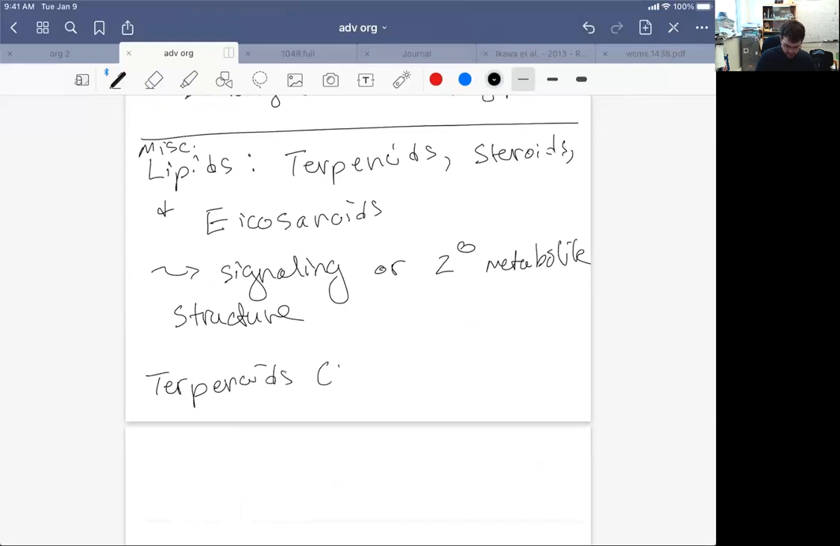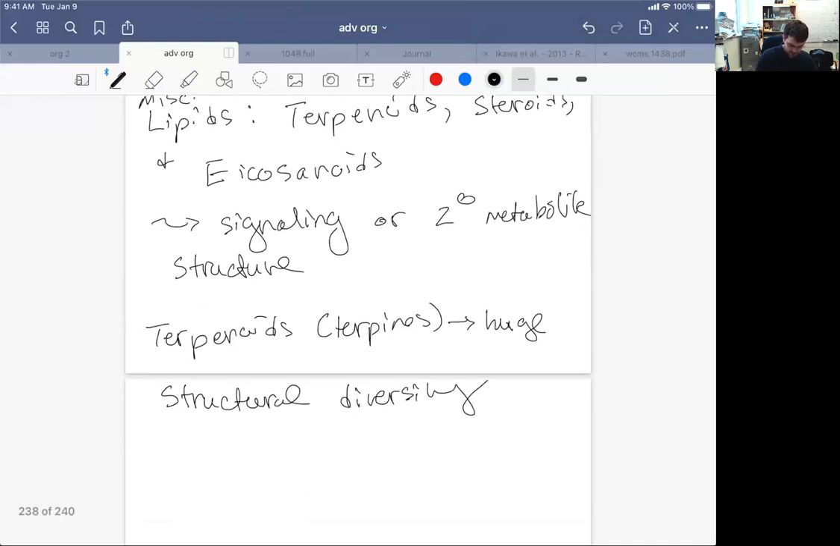So terpenoids are also called terpenes. These have a huge structural diversity. And there are some nice examples in the book, but what I want to emphasize is that these are built up from terpene, which is this thing I always envision kind of like a horse with front legs and back legs and a head or something like that. Hey, if you don't like it, no worries. It's not a good analogy.